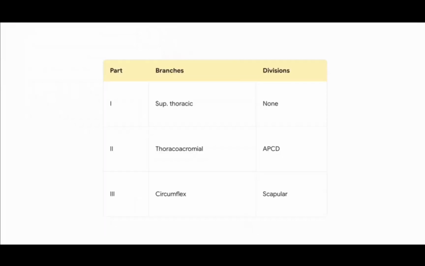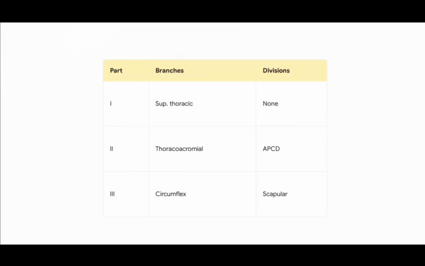Okay, यहाँ ध्यान से सुनो, because direct questions आते हैं इस topic से. The axillary artery is divided into 3 parts by the pectoralis minor muscle. And the rule of thumb here is just beautiful. Part 1 has 1 branch, Part 2 has 2 branches, and Part 3 has 3 branches.